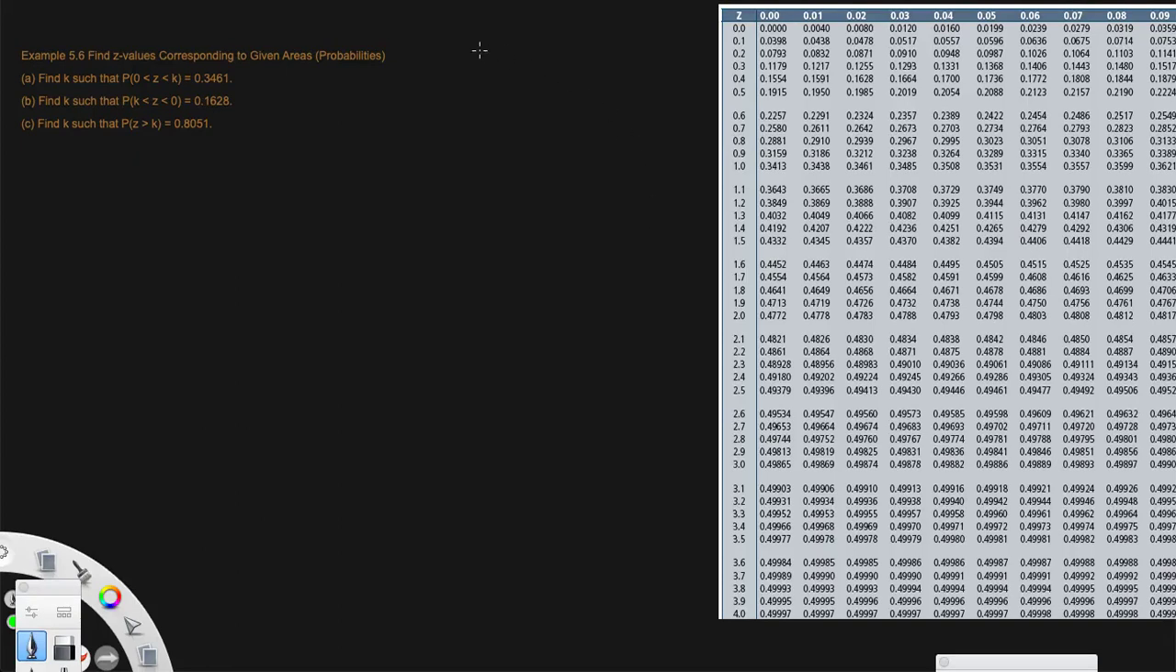Now let's look at a situation where we need to find the x limit. Previously we had the x limit, then we worked out the z and obtained the probability. Now we are looking at a reverse situation where we have the probability and we are trying to look for the z first, which we're going to call k, and then we'll see how to work out the x value from our coming exercise.